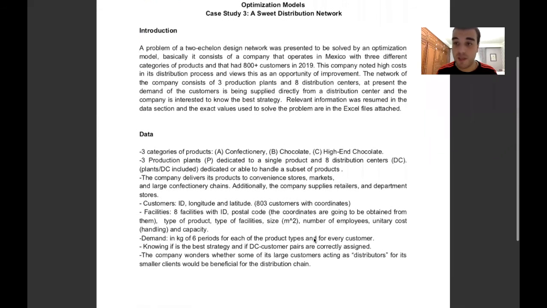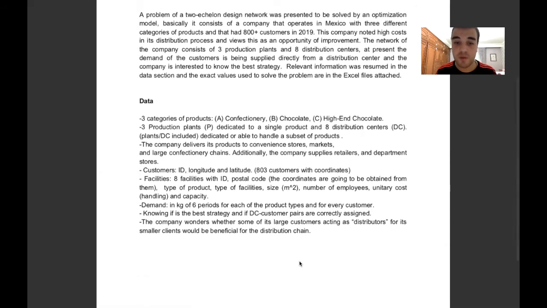They have 103 customers. We have their zip code and their coordinates. But we also have these facilities, the plants and the distribution centers, with their zip codes, and we have to calculate their longitude and latitude so we can get a distance between them, so we can optimize this system. We have the demand in kilograms for 6 periods for each product and for every customer.